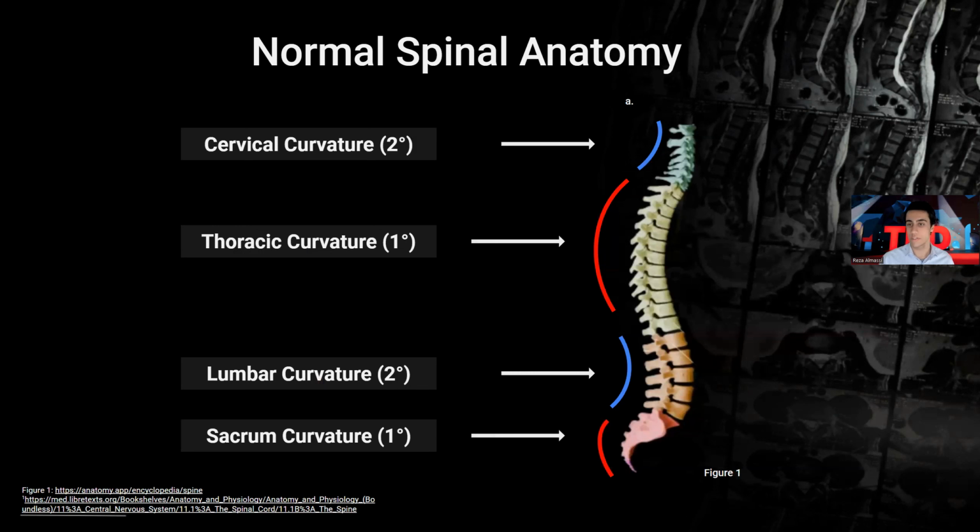Next, I'll go over the normal curvatures of the spine. In figure 1a, we see a sideways view of a normal spine where we have 4 curvatures. The thoracic and sacral curvatures are primary because they develop before birth, and the cervical and lumbar are secondary because they develop after birth. These curvatures are completely normal and would not be scoliosis.